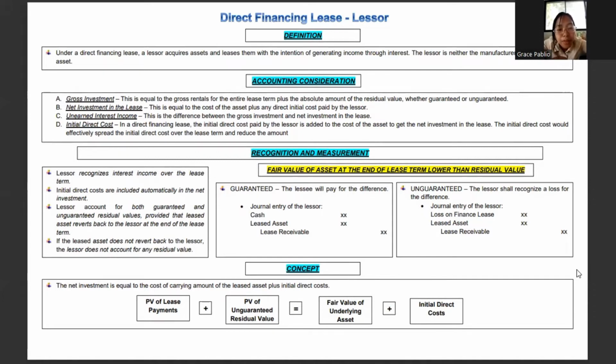Lessor accounts for both guaranteed and unguaranteed residual values, provided that the lease asset reverts back to the lessor at the end of the lease term. If the lease asset does not revert back to the lessor, the lessor does not account for any residual value.